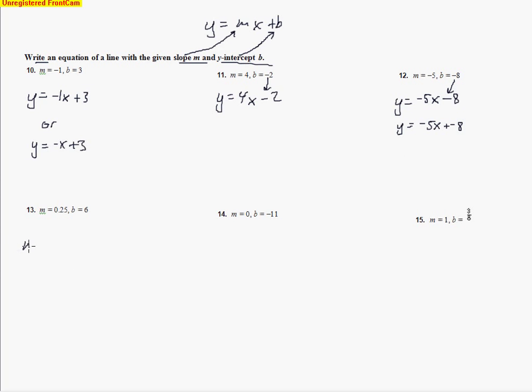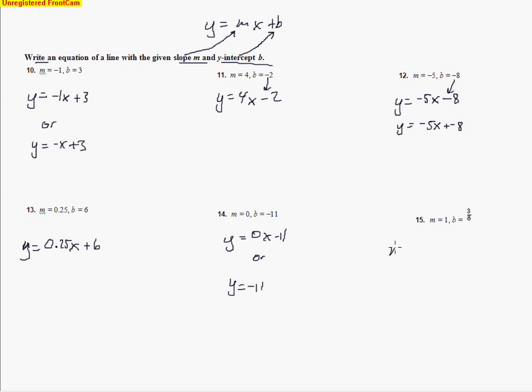Here we have y equals, and then we have a decimal, 25/100 x plus 6. And so here we could write this as y equals 0x minus 11, or just y equals negative 11. So whenever it's just y equals a number, that means the slope of the line is 0.